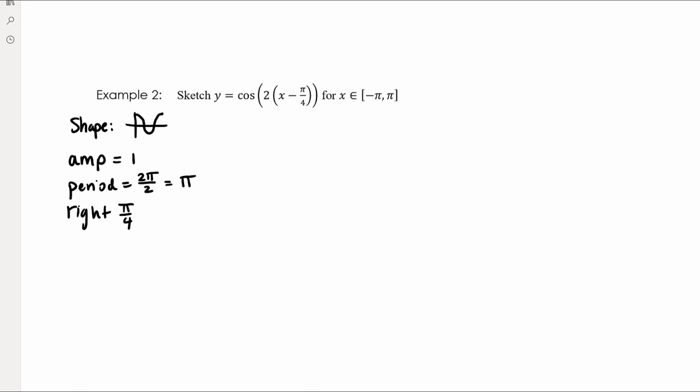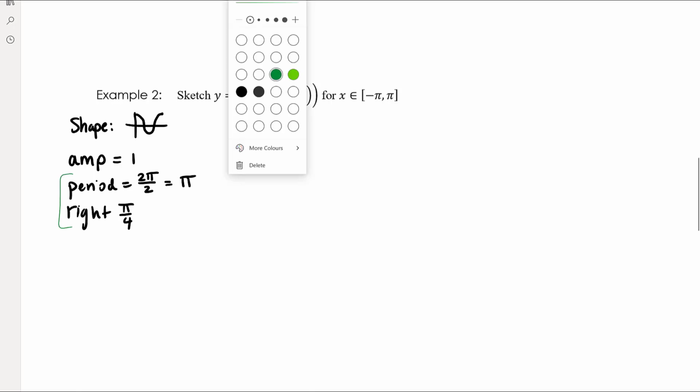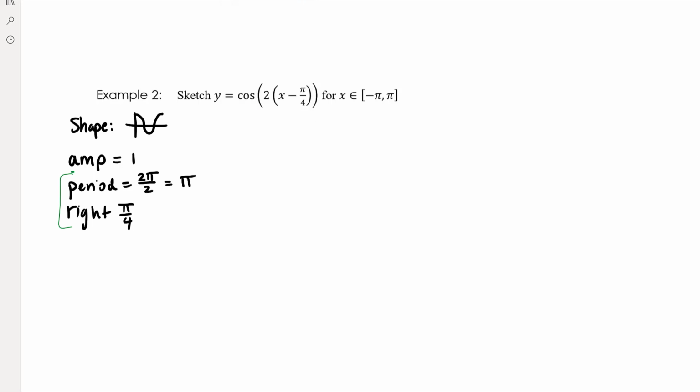Okay, so again, we want to think through our scale using these two things here. If we think through the scale, we need a quarter of the period to get the shape to work, so we're going to need pi on 4 for that. And we're also going to go to the right by pi on 4. So those two things marry together nicely and both indicate that we should use an x-axis scale of pi on 4.